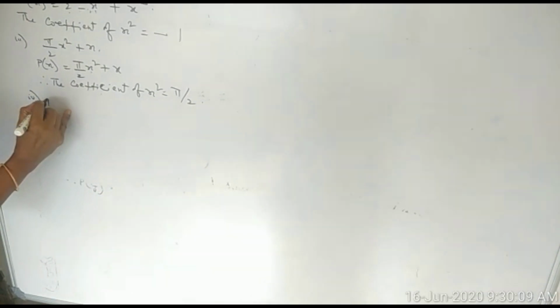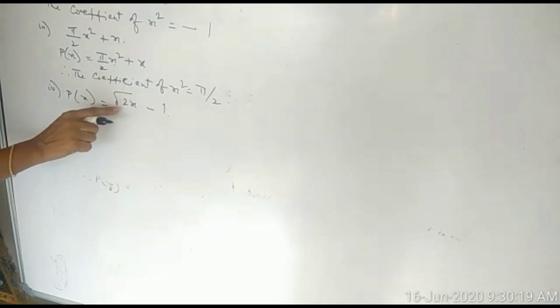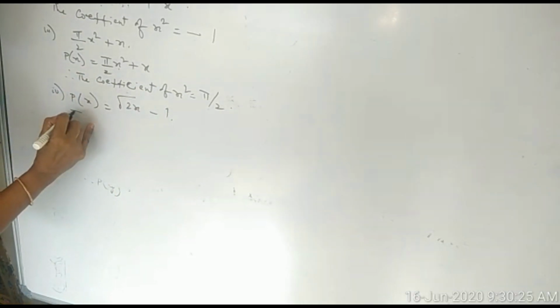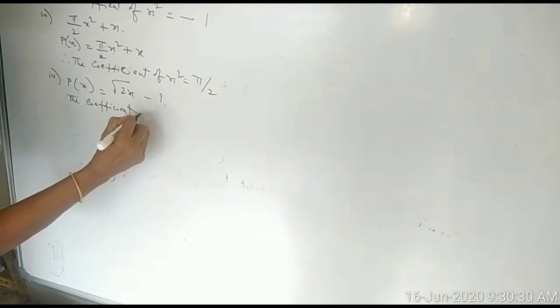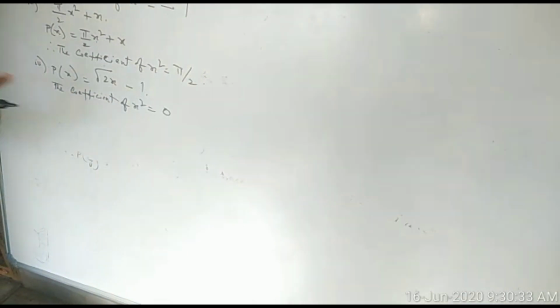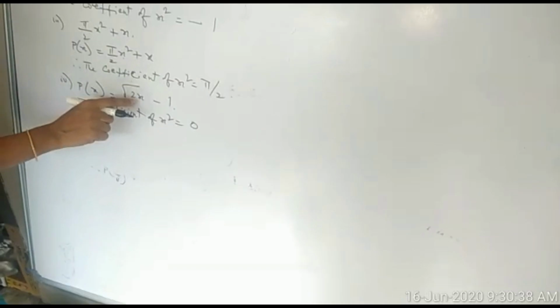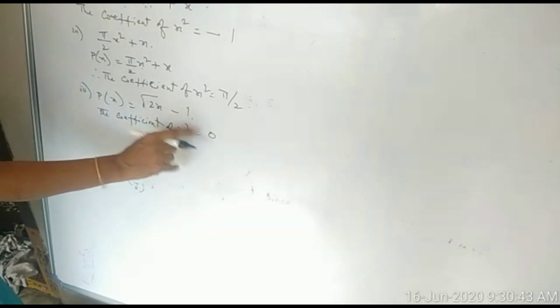Fourth bit, children, p of x is equal to root 2 x minus 1. Your question is the coefficient of x square. Do you have an x square term in your polynomial? There is no x square term. So, the coefficient of x square is equal to 0. When there is no term in a polynomial, its coefficient becomes equal to 0.